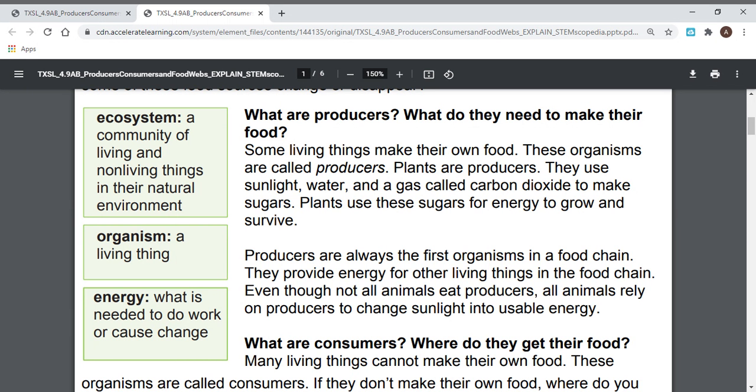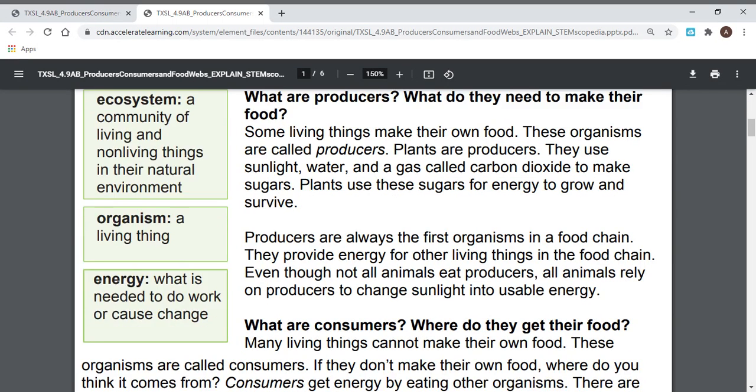So we have these different bold vocabulary words that were inside our chapter so far. An ecosystem is a community of living and non-living things in their natural environment. That is what an ecosystem is. Next one is organism, a living thing. So we are an organism, anything that is a living thing. Next is energy. We've learned about energy already, and we continue to use energy throughout our science. So again, energy is what is needed to do work or cause change.